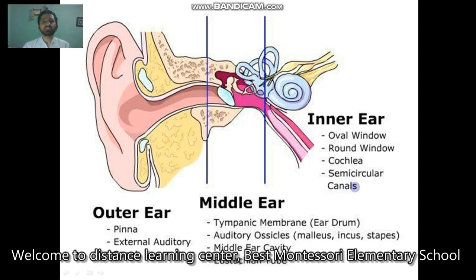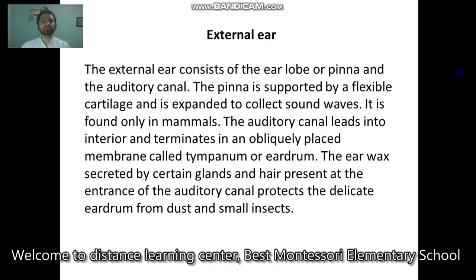Now, what is there in the outer ear? It consists of the earlobe or pinna and the auditory canal. The external ear pinna is supported by a flexible cartilage, and it is expanded only in mammals to collect the sound waves.